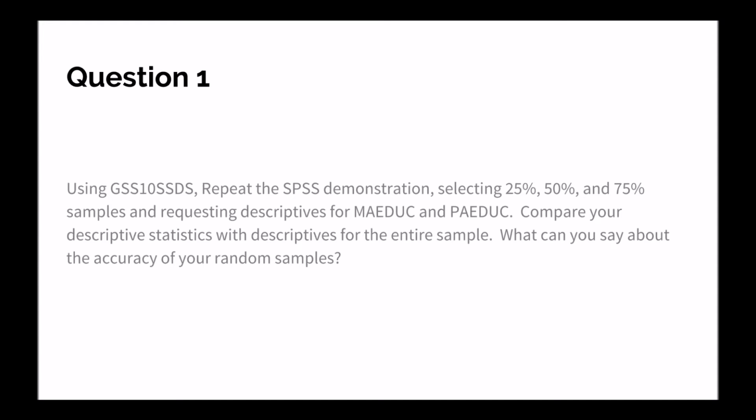So your job, in order to answer this question, is to look at the data that you just collected, the 25%, 50%, and 75% samples, and then compare your descriptives with the descriptives for the entire sample. Now, your numbers are going to be different because every time you run this, it's a new random sample. So your numbers aren't going to look like your neighbor's. Don't worry if you've got different numbers than they do. So what can you say about the accuracy of your random samples? This is the analyzing part of statistics. You need to be able to look at the data and come up with the answer to this question based on the random samples that you've selected.